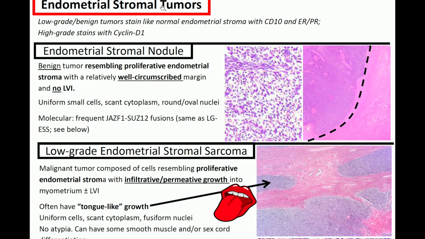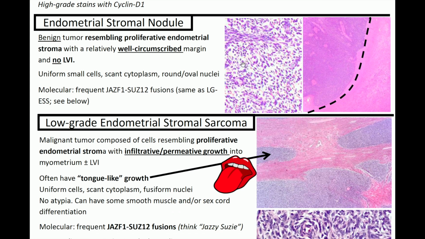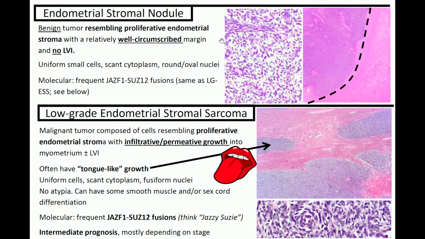So the endometrial stromal tumors are the next category, leaving smooth muscle land. These are low-grade or benign tumors that stain like normal endometrial stroma with CD10 and ER and PR, and high-grade stains with cyclin D1. So this is an endometrial stromal nodule, which is a benign tumor. It is a benign tumor resembling proliferative endometrial stroma with a relatively well-circumscribed margin, and there's no LVI, so no lymphovascular invasion, and it's very well circumscribed.